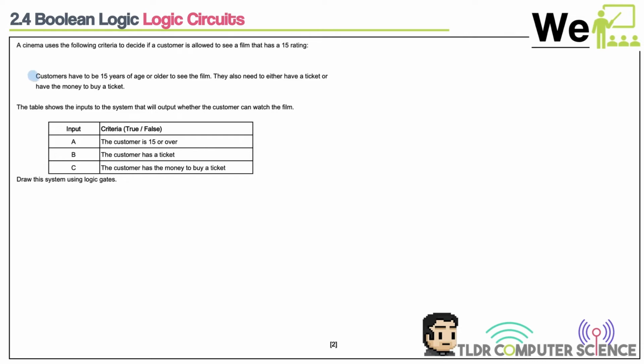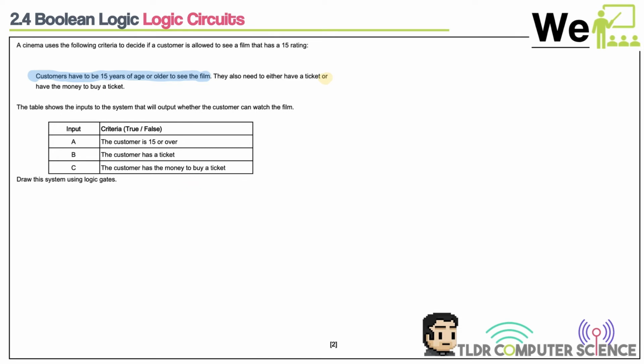So the customer has to be 15 years or older to see the film, but they also need to have either a ticket or have the money to buy a ticket. Okay. And then underneath here, there's a table to show the inputs the system will have. So A, the customer is 15 or over. B, the customer has a ticket. Or C, the customer has the money to buy a ticket.